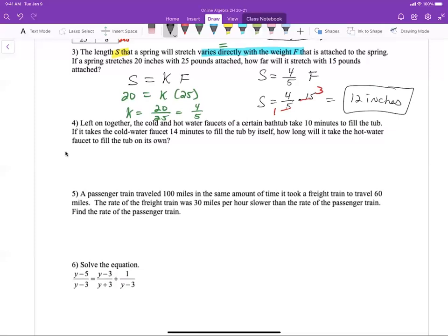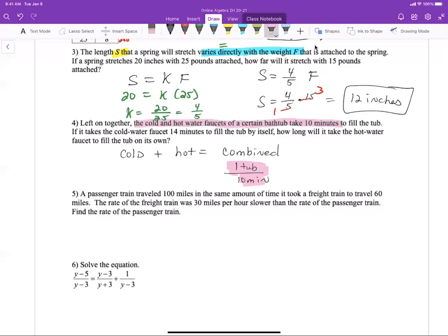Well, let's refresh our memory. So if I refresh my memory, I have a rate of my cold plus my rate of my hot is going to equal my rate of my combined. Okay. So let's see what they gave us. The first one is left on together. So here's my combined. I get 1 tub in 10 minutes. So I have 1 tub in 10 minutes. What do we have next?